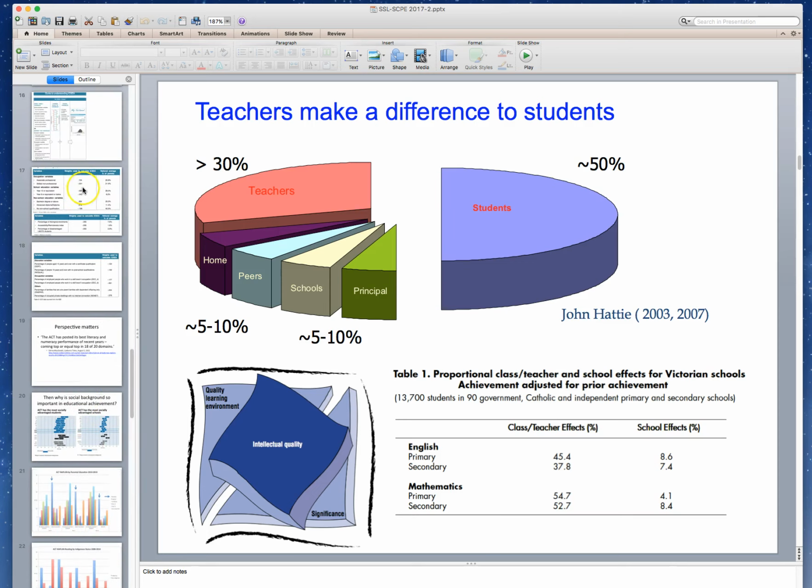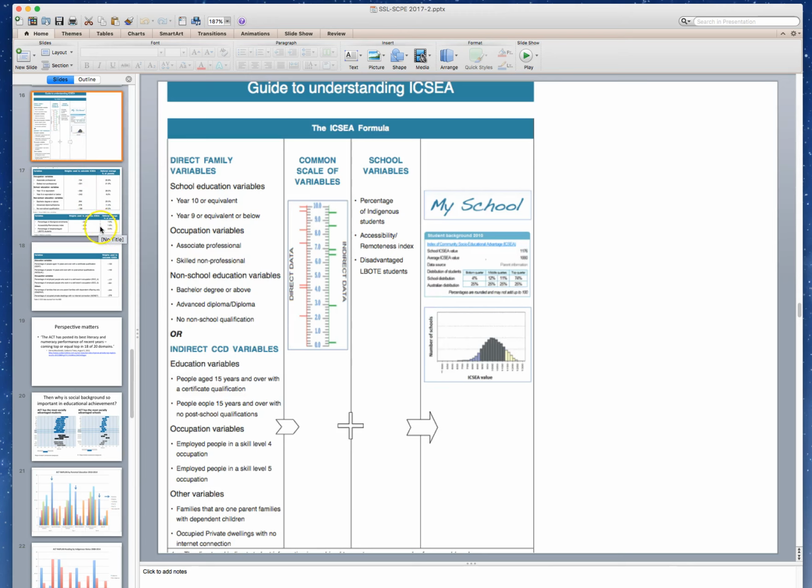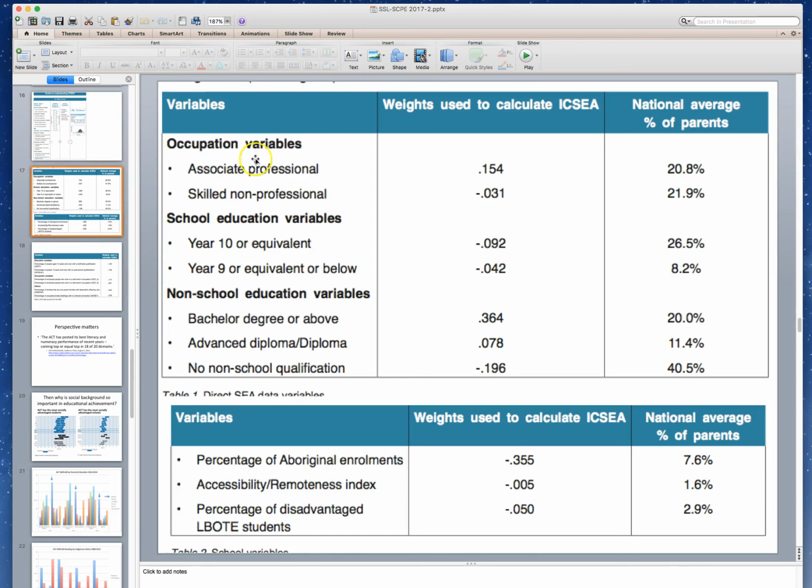Then down here, just a few things to understand around the notion of ICSEA. You've all seen ICSEA on the My School website. These are just slides from the technical paper, which you can have a look at on the My School site. They show the things that we know affect student achievement: the educational variables of the parents, the occupational variables of the parents, and education degrees, which are all interlinked. Then things like wage and income. These are all weighted, and these are the weightings here.